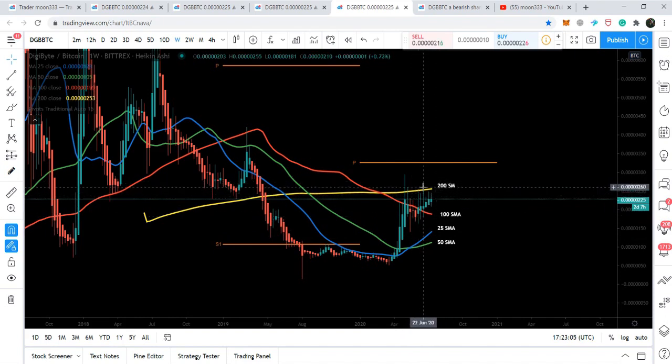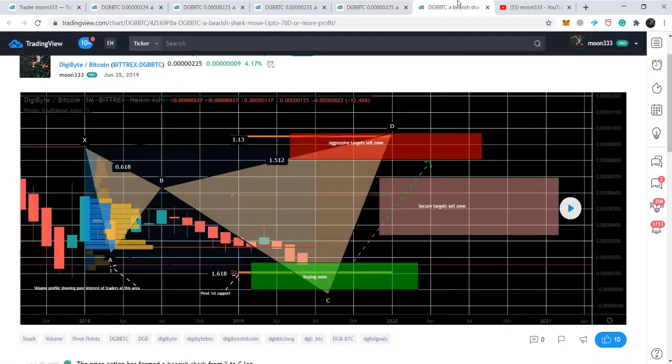Now at the end of this video, I would like to recall my previous chart that I shared with you on 25th of June 2019, more than a year ago, when the price action entered this potential reversal zone of an expected bearish shark pattern. This was the initial leg. Then it retraced between the 0.382 to 0.618 Fibonacci retracement level. Then it was projected between 1.13 up to 1.618 Fibonacci projection of the A to B leg.